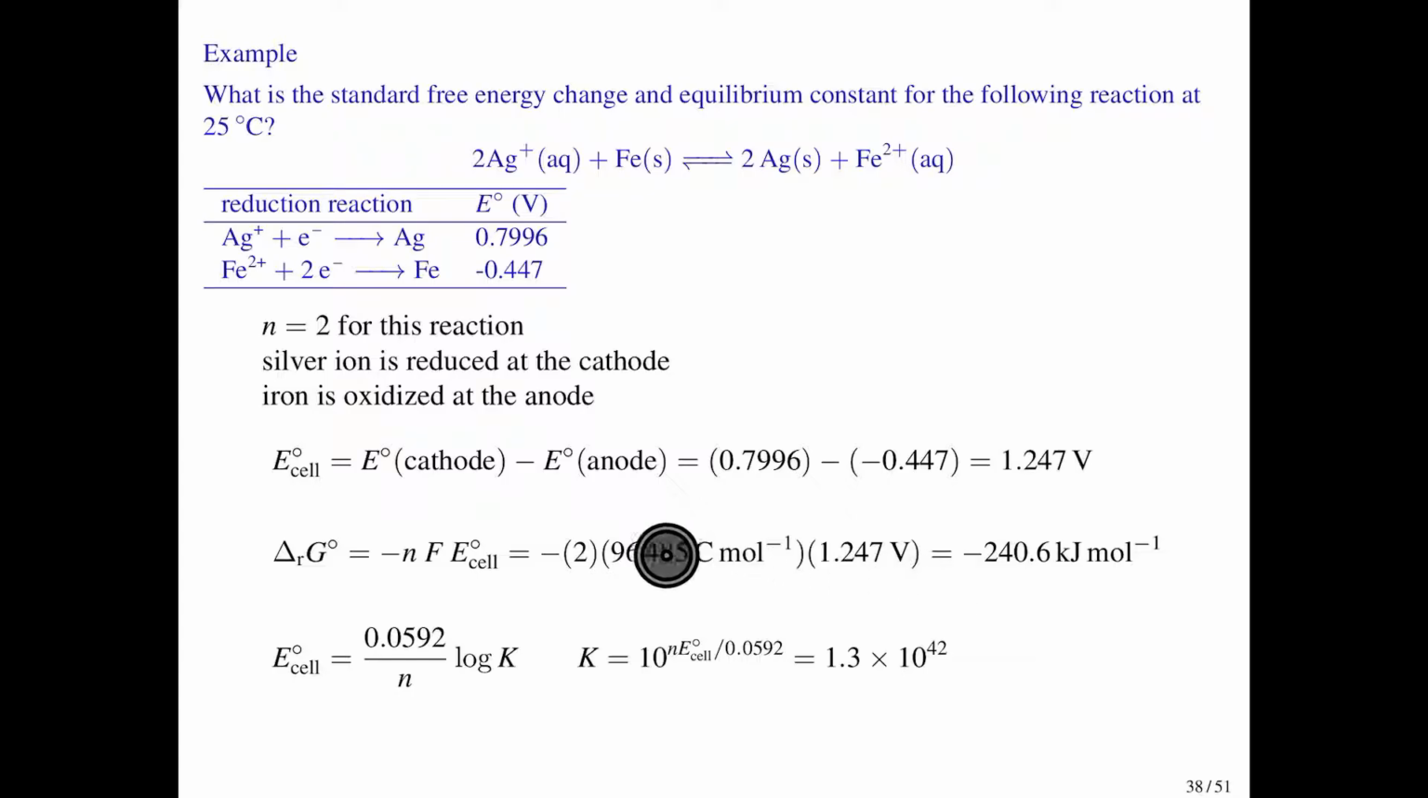In the last step, we're going to use the cell potential to calculate the thermodynamic equilibrium constant using this relationship here. Rearranging this, that is moving the number of moles over here and dividing by the 0.0592, and then taking the anti-logarithm, gives us a value of K that is very large in this case, 1.3 times 10 to the 42, and it indicates that at equilibrium the products are strongly favored.